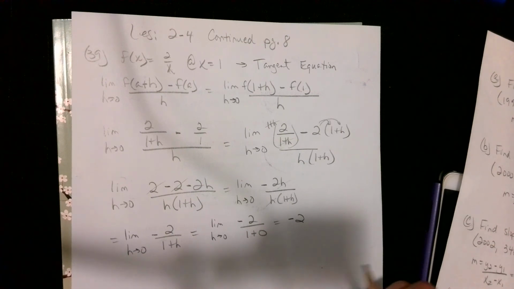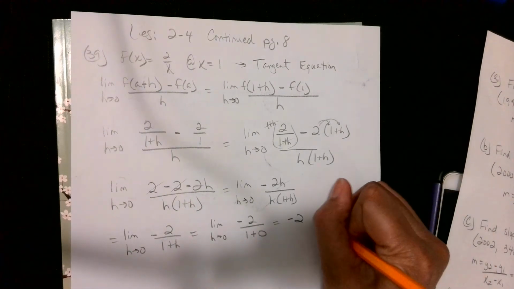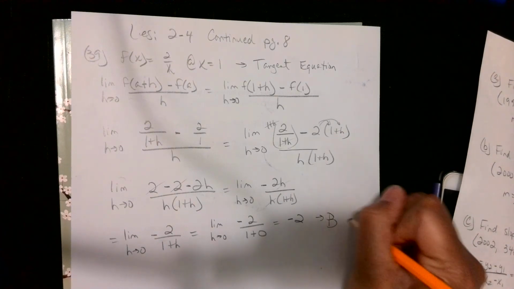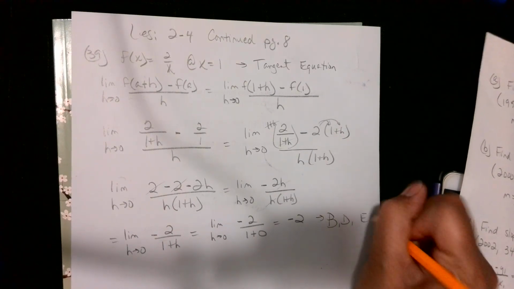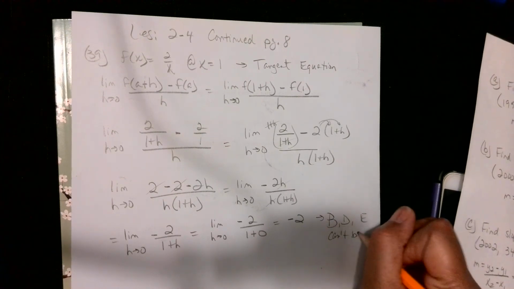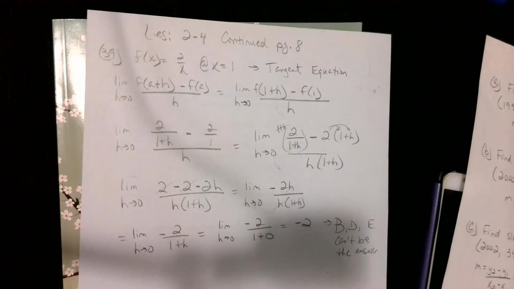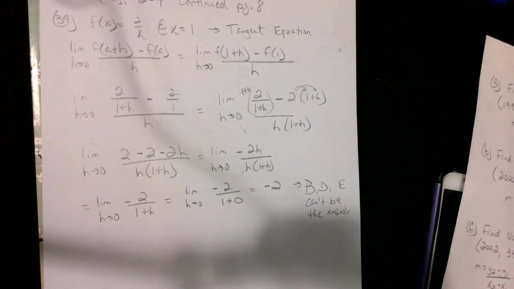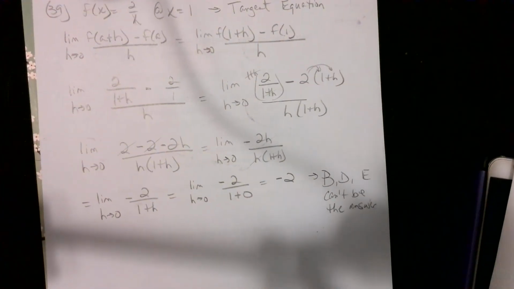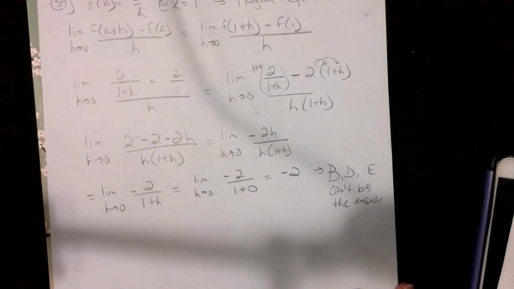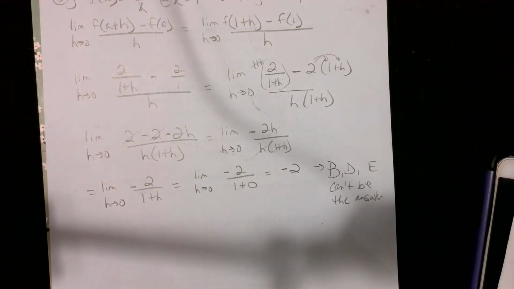So B, D, and E cannot be the answer. B, D, and E can't be the answer. So we're only looking at A or C.